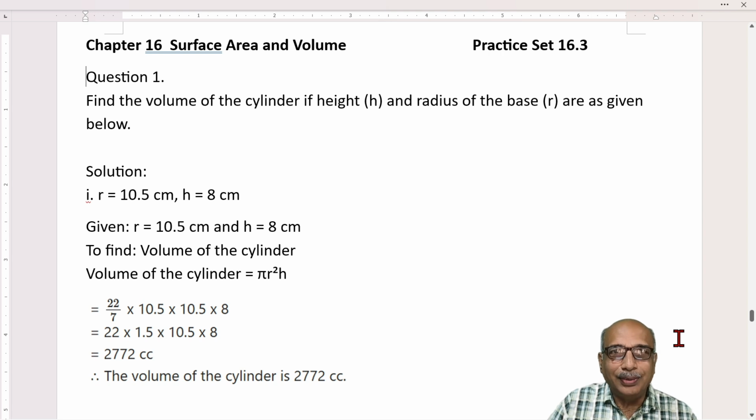Hello children, we'll start with practice set 16.3. Question 1. Find the volume of the cylinder if height h and radius of the base r are given below.